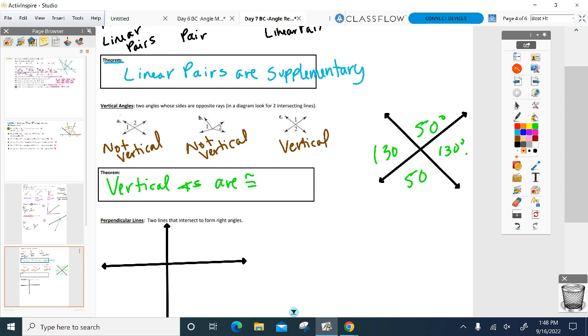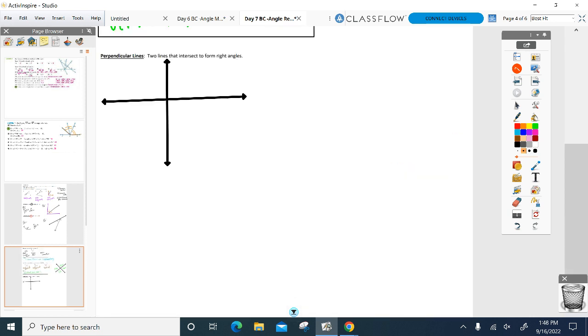Good. All right. What about this term? Perpendicular? No? Okay, that's fine. Perpendicular, 2 lines that form right angles. So give me line AB and give me line CD that look like they form 90-degree angles.